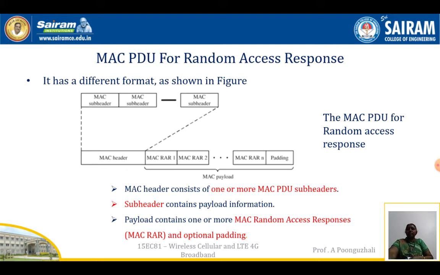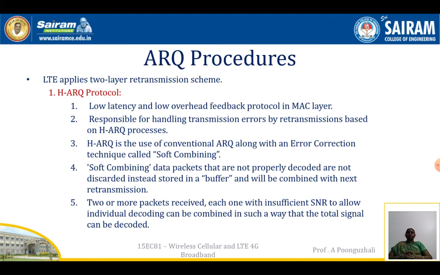The ARQ procedures, automatic repeat request procedures, are going to be in a two-layer transmission scheme: a hybrid ARQ protocol and a selective repeat protocol. First we are going to see the hybrid ARQ protocol. In the hybrid ARQ protocol, we have a low latency, low overhead feedback protocol in the MAC layer, responsible for handling transmission errors by retransmission based on the HARQ process, that is the hybrid automatic repeat request process.